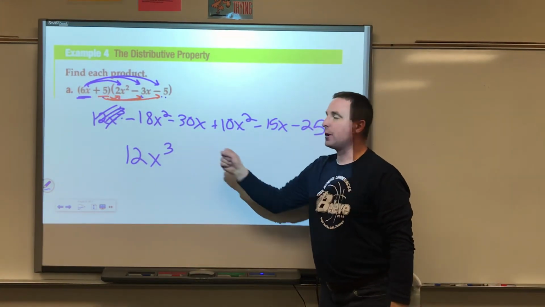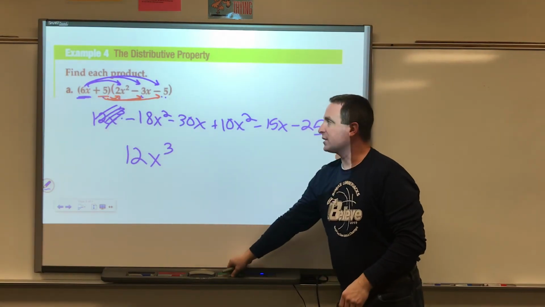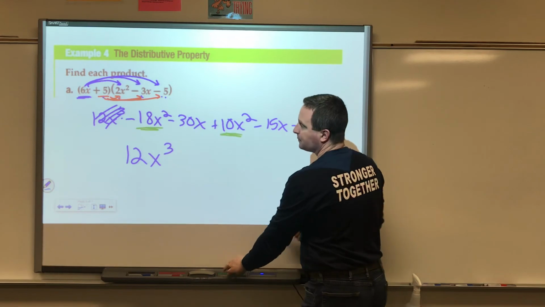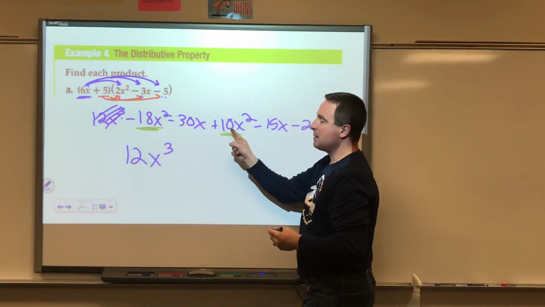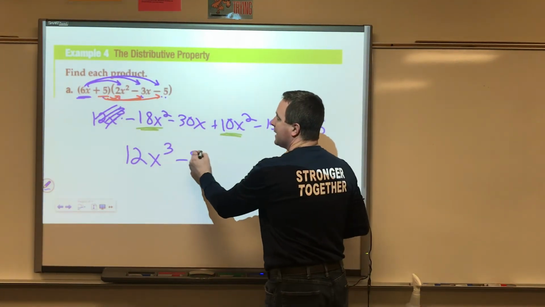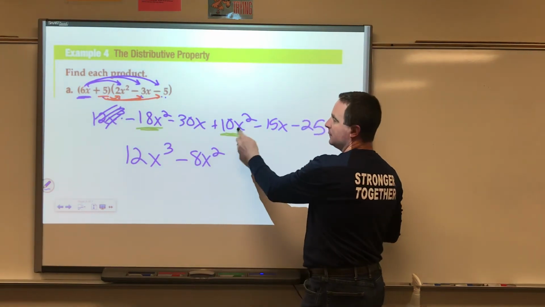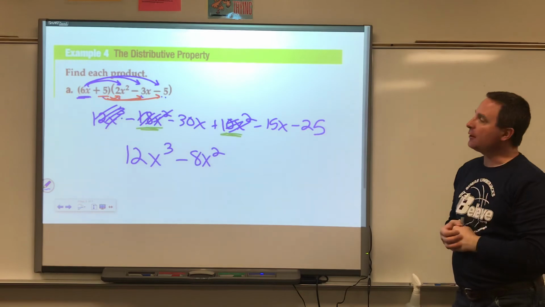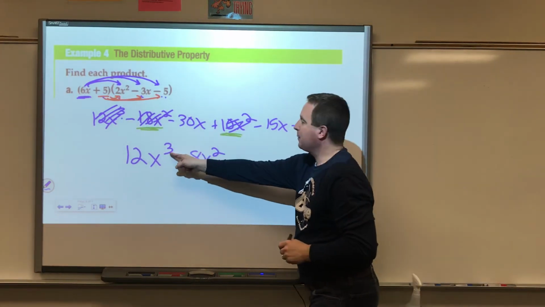After the third power come all the squareds. Well, there's a couple squared terms up here. There's one right here and one right there. Negative 18 plus positive 10 is negative 8x squared. And all the squareds are done. Okay, so we're narrowing it down here pretty quickly. So it goes the third power, the second power.